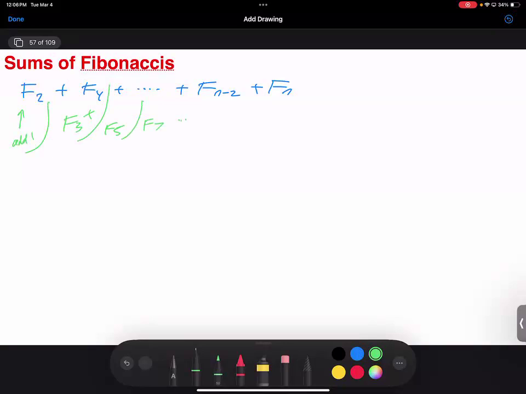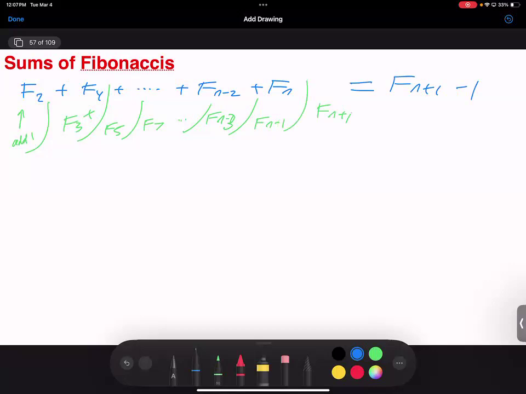We march down. We'll have a Fn minus 1 with an Fn minus 2. Oh, so this would be an Fn minus 3. That will give us a Fn minus 1. And when we add that to Fn, we get Fn plus 1. So this even sum has to be Fn plus 1 minus 1. So does everyone agree that it's actually not that bad to sum the even Fibonacci numbers?